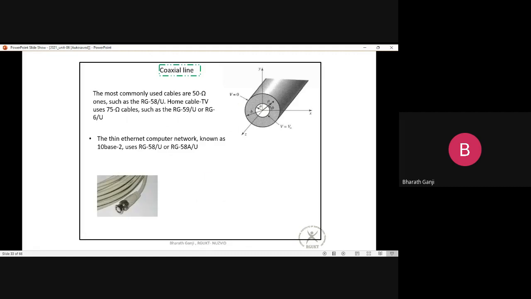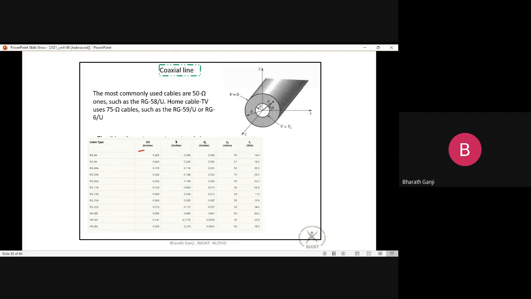You can see that there are various coaxial cables. Usually the coaxial cables are denoted with RG and a number; RG is nothing but radio guide. Here you can see various coaxial cables and the corresponding impedance values and the cutoff frequency.